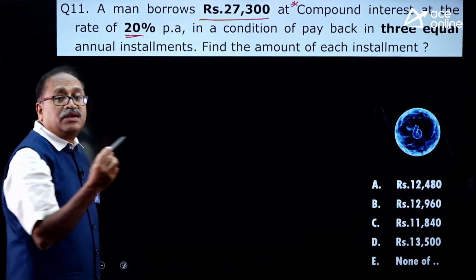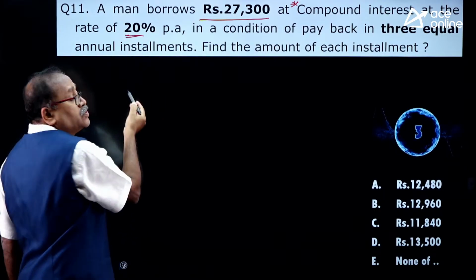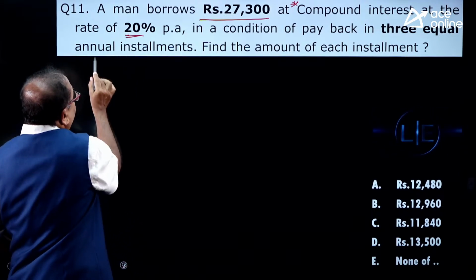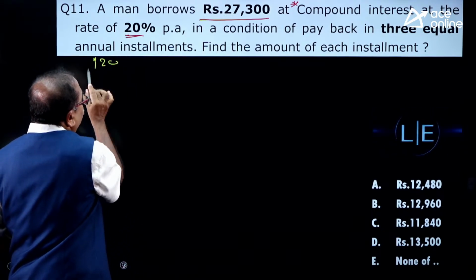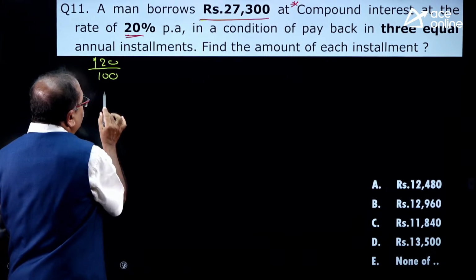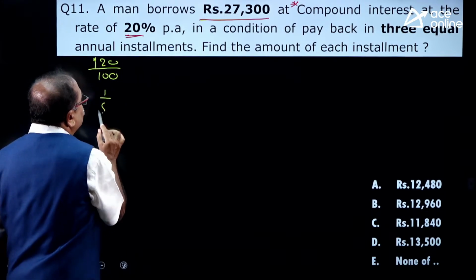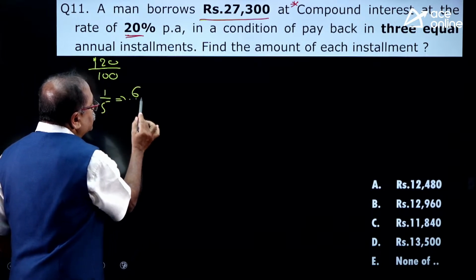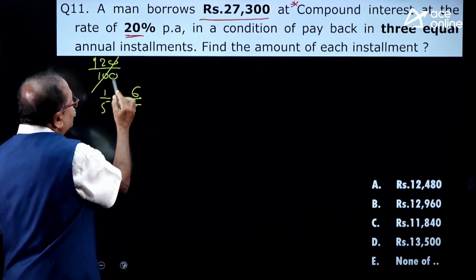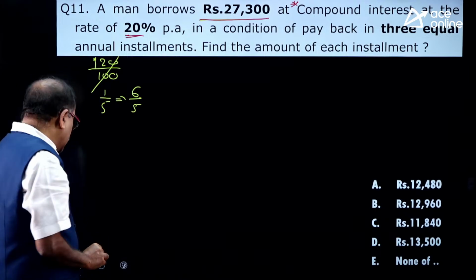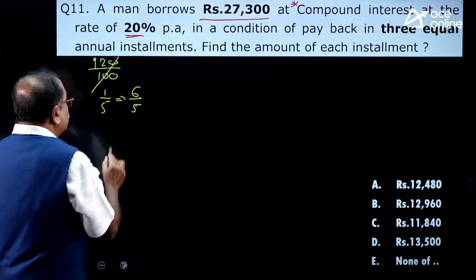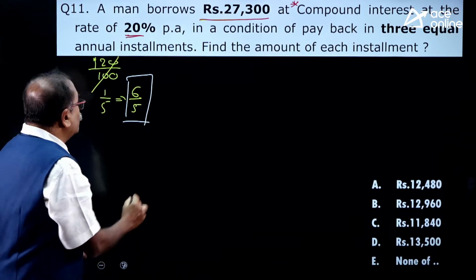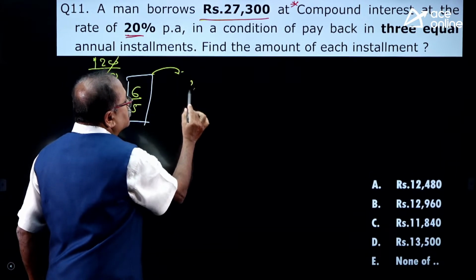For 20%, what is the amount by principal? 120 by 100. Or in terms of fraction, you can write 20% as 1 by 5. The amount will be 5 plus 1 is 6, 6 by 5. Here also you are getting 6 by 5. So this 6 by 5 will be my base, and reverse this 6 by 5 to 5 by 6.